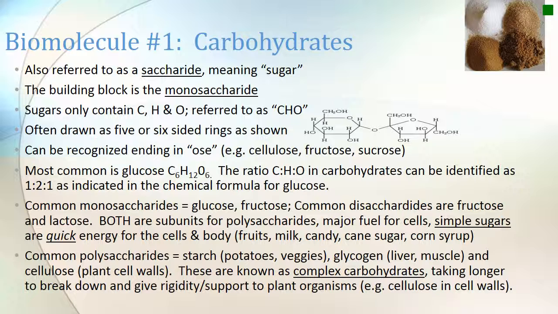You do not have to identify fructose versus sucrose versus cellulose. However, you should be able to identify that as a ring: 5 and or 6-sided rings that have carbons, hydrogens, and oxygens. At this level, you should recognize that is a carbohydrate.